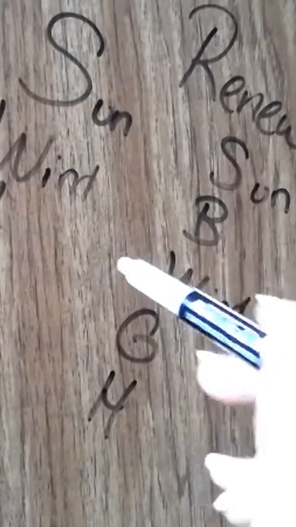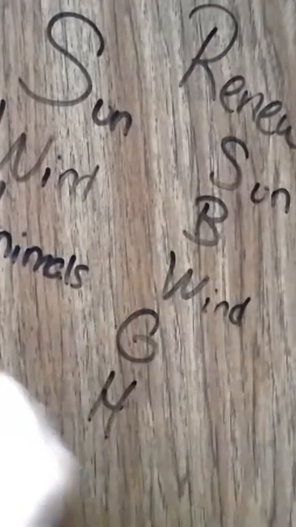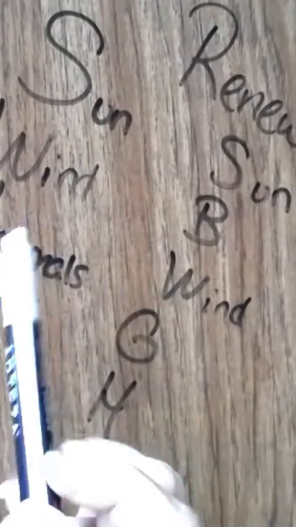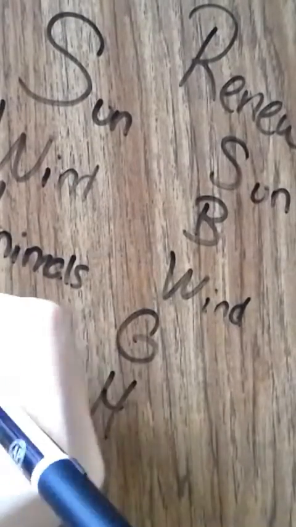Is the sun always renewable? Yes, it's always there. W here is wind. And over here is wind. Because as long as there's air, there's always going to be wind. Wind is just moving air. Sometimes it's fast, sometimes it's slow. Sometimes it feels like it's not at all. All right. A is animals. Because in 4th grade, you learned about renewable energy as being sun, wind, animals, and plants. Okay? That's what you learned in 4th grade.